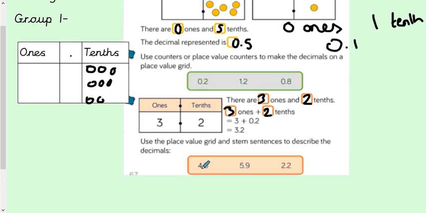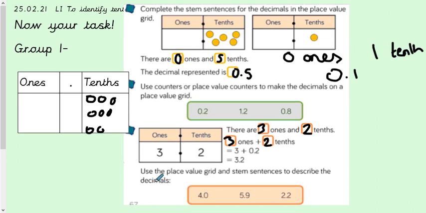So for 4.0, or just 4, there are 4 ones, and I'll tell you them rather than writing them down. There are 4 ones and 0 tenths. 4 ones add 0 tenths equals 4. For 5.9, there are 5 ones and 9 tenths. 5 ones add 9 tenths. 5 add 0.9 equals 5.9. And then the last one, 2.2, there are 2 ones and 2 tenths.